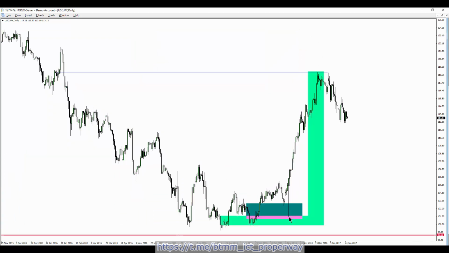Right here on this November buy, same thing, we start seeing here on the daily. We see an old high here, we see an old high here. We have equal highs in here. We have relatively equal highs here as well. We have a fair value gap in here.